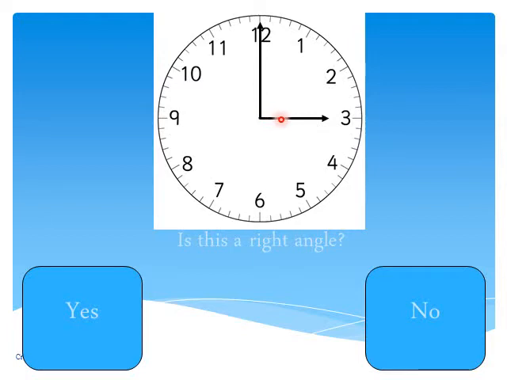You can also use the edge of any paper you have. The edge of any paper is a right angle. You can put it here and see if the two edges of the paper are exactly on these two hands. If they are exactly on the two hands, it's a right angle. If the two hands are not exactly lying on the edges of the paper, it's not a right angle.